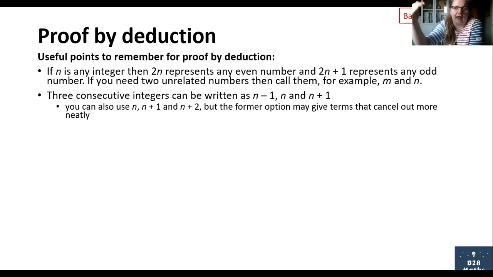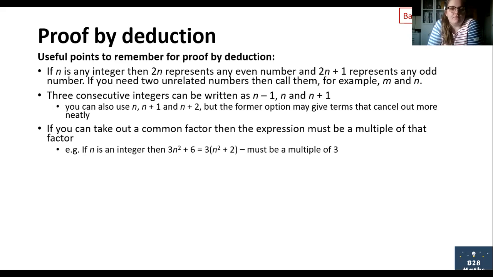So n minus 1, n, and n plus 1, if we're then going to want to cancel out terms, using that is a lot easier and neater than n, n plus 1, and n plus 2. But you can use either. They are both technically correct. Just the first one would necessarily be a little bit easier.